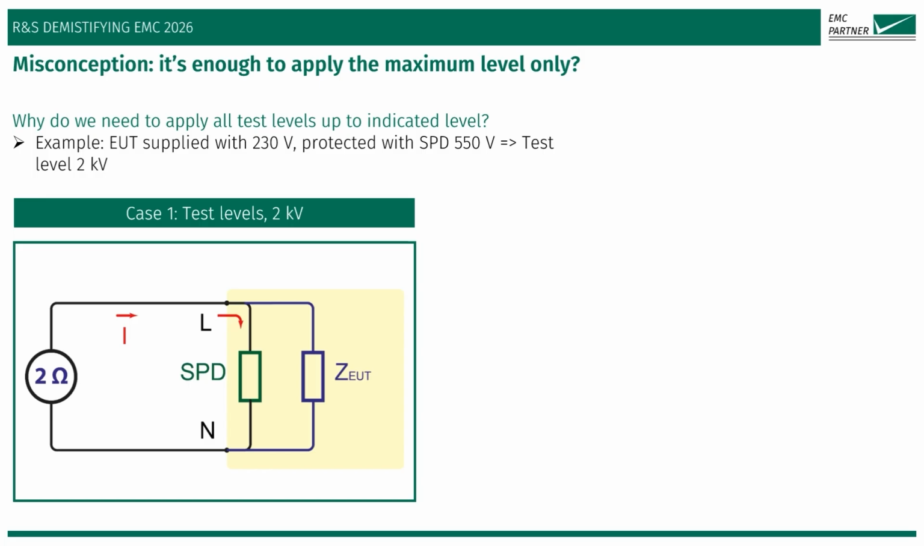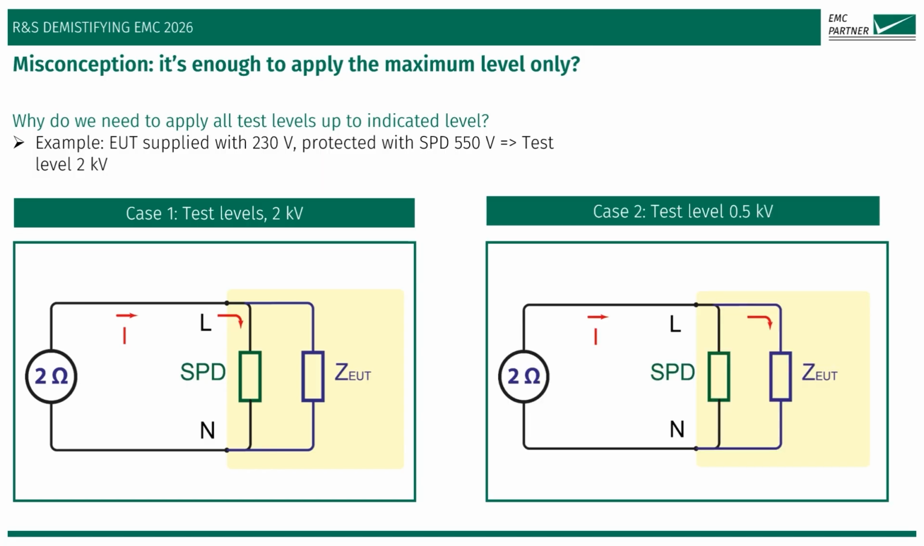If the tested EUT uses, for example, a surge protection at 550 volt, when you start the test at the max test level of 2 kilovolt, the SPD will clamp immediately and the electronics are protected. Hence, the test is then passed. But if applying a test level of 500 volt, which is below the clamping voltage of the SPD itself, which is 550 volt, the SPD may not clamp since the clamping voltage is higher. Thus, the EUT electronics will experience the 500 volt and the EUT may fail the test.